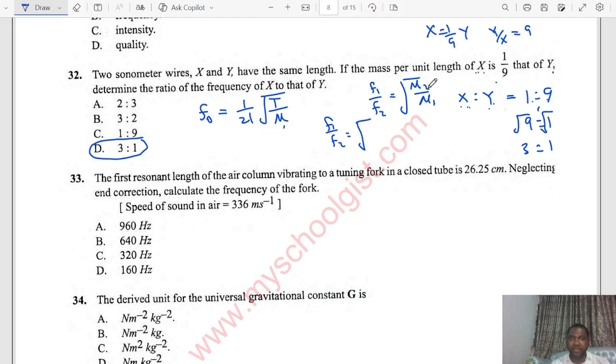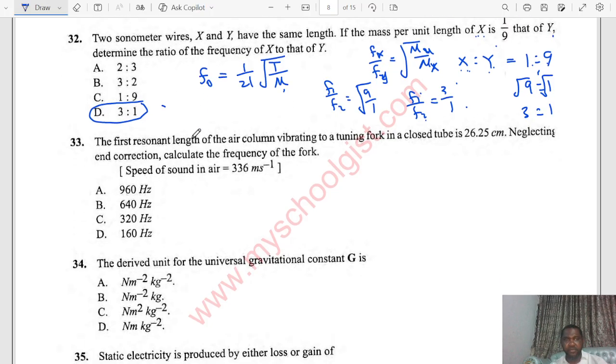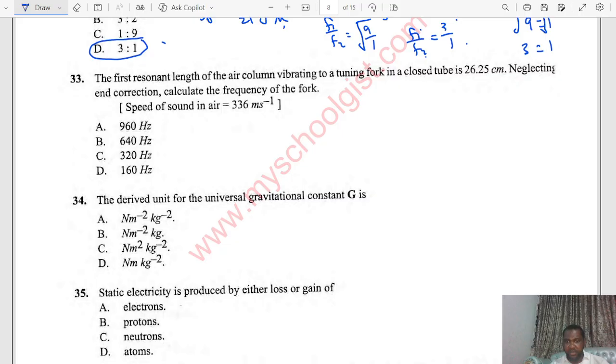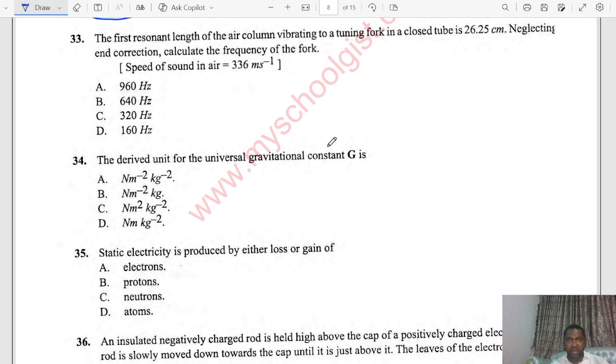So in place of this it is like FMY, MX. This is FX, FY. Okay, so this is already 9/1. So F1 over F2 would be the square root of 9, which is 3/1. You see, the ratio of F1 to F2 is 3:1, and that's exactly what we chose here. So that now leads us to the next one.